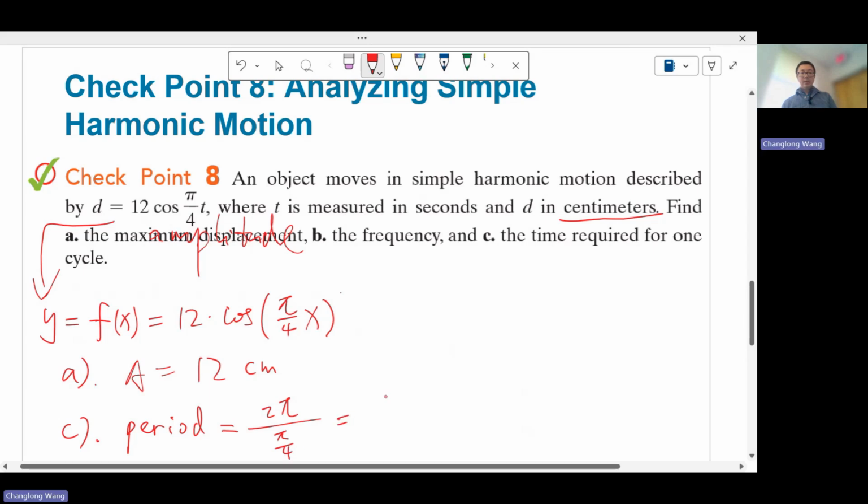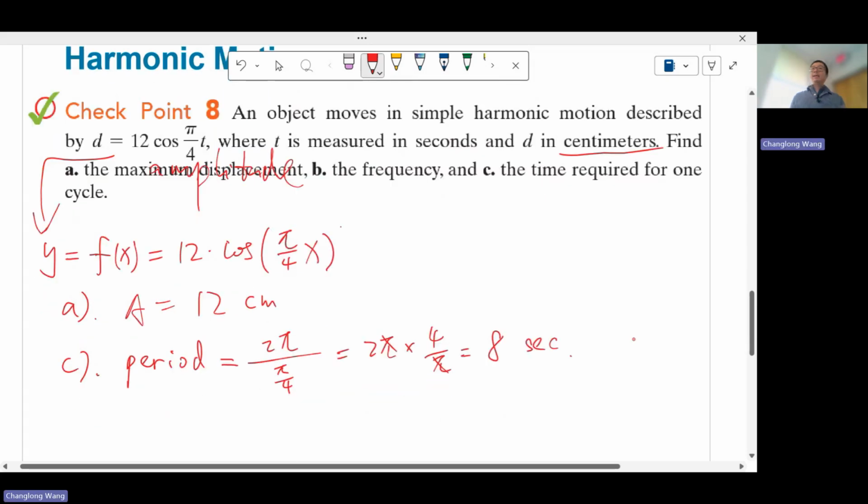Right, so we do keep change flip. So 2 pi times 4 over pi. Pi's cancel. All right, so you're left with 8. Now again, in what unit? Seconds. Good. So you realize that it's the time measurement, right? Seconds. Okay.